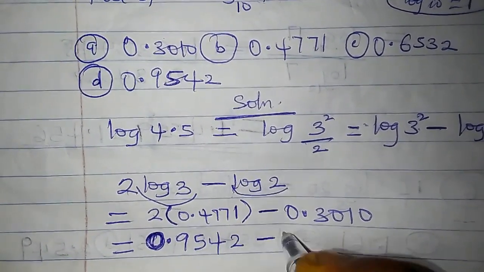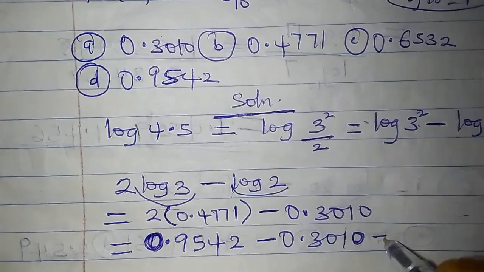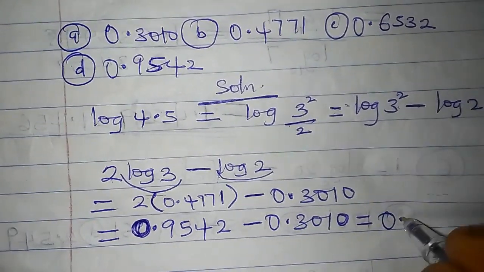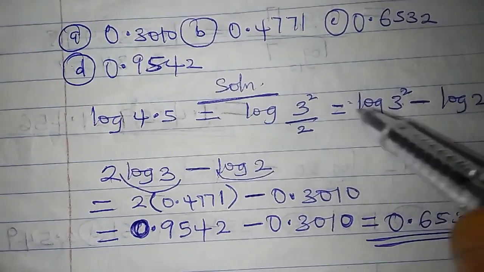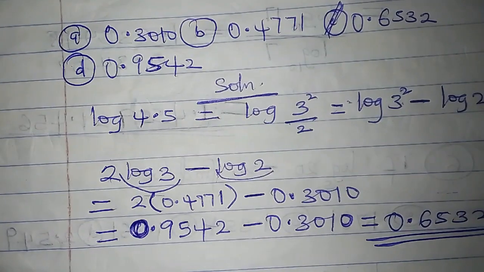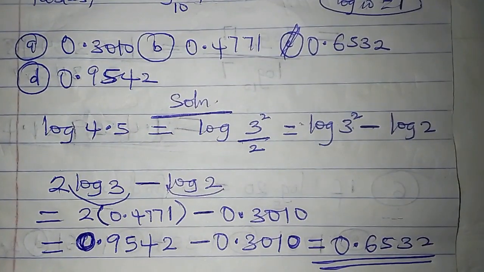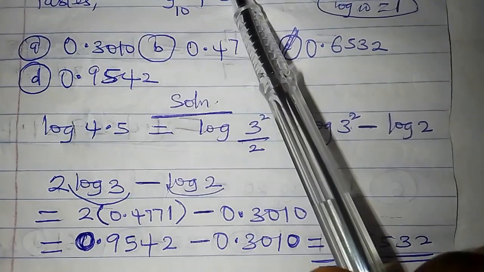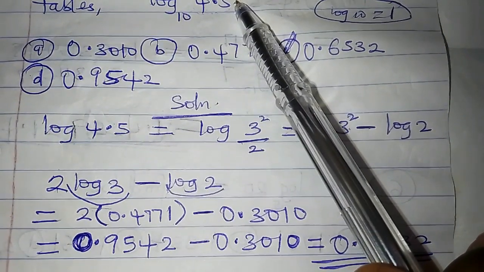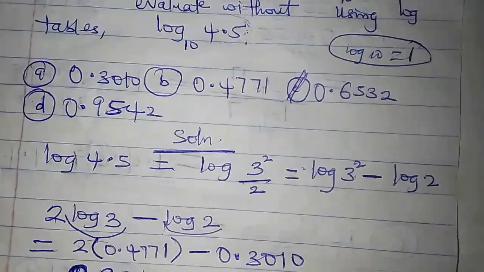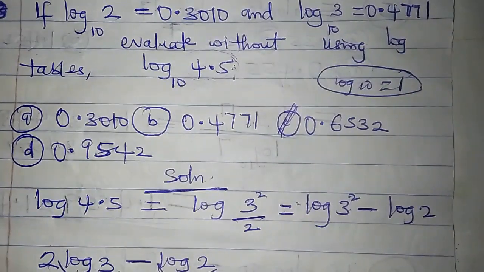Alright, so let's multiply 2 by 0.4771, and that will be equal to 0.9542 minus 0.3010. Okay, that gives 0.6532. Oh, look at it, option C. So evaluating problems like this is very simple. When you see a problem like this, what you do is to look for a way to express the log of the number we're asked to find in terms of the logs that we were given. That is all.